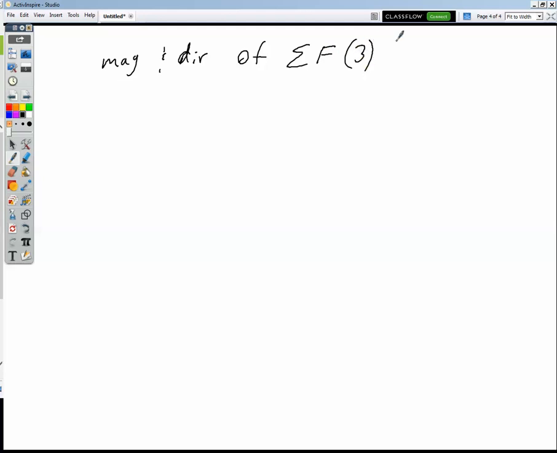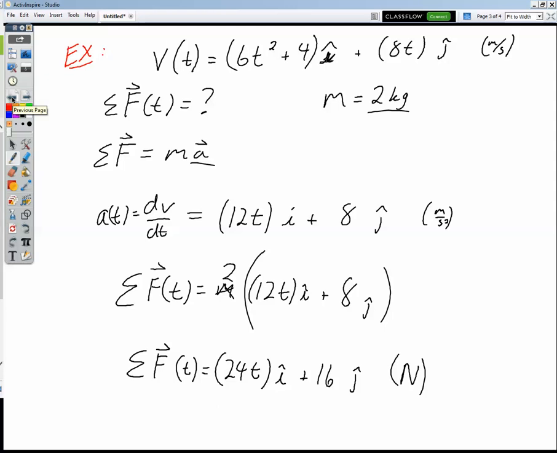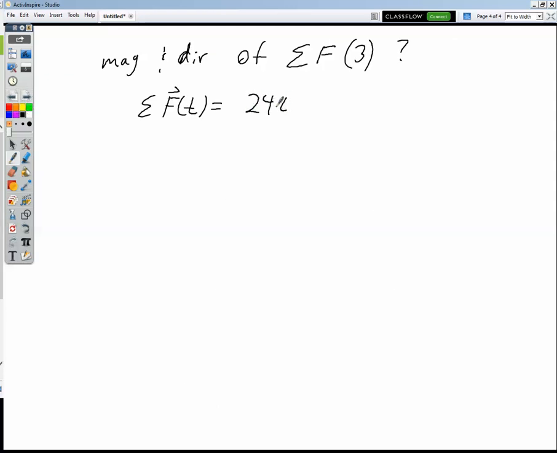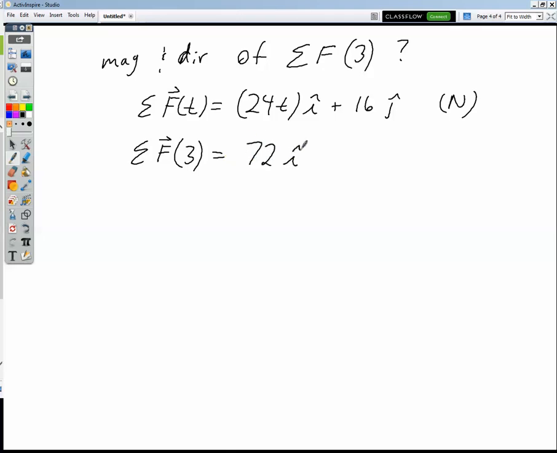at 3 seconds? So we've got our force function. The net force at any time t is equal to, oh, I can't remember it. Let me go back. It was 24t i hat plus 16 j hat in newtons. We plug in 3. The net force at time 3 is equal to 24 times 3, I've got to look on my calculator. Okay, brain fart there. It was 72 i hat plus 16 j hat, and that's in newtons.